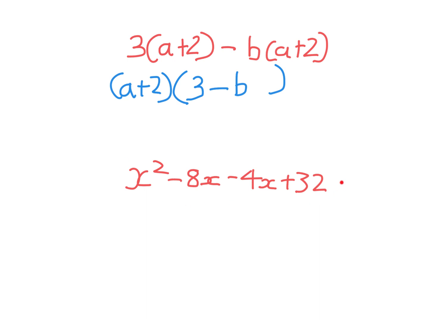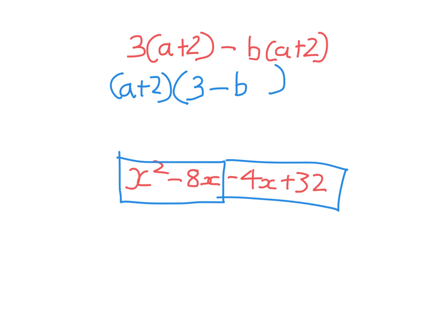So how would that apply to something like this? Well, here we have 4 terms. What we can sometimes do is factorise the first 2 separately and then factorise the last 2. So let's factorise the first 2. X squared minus 8x. Well, the highest common factor is x. What do I times by x to get x squared? What do I times by x to get negative 8x?